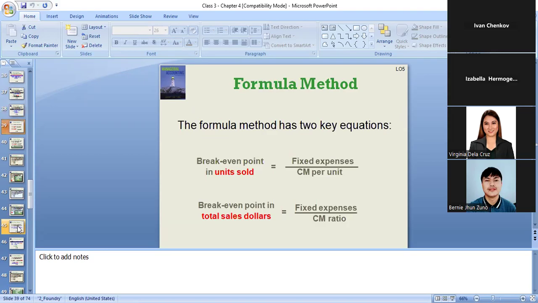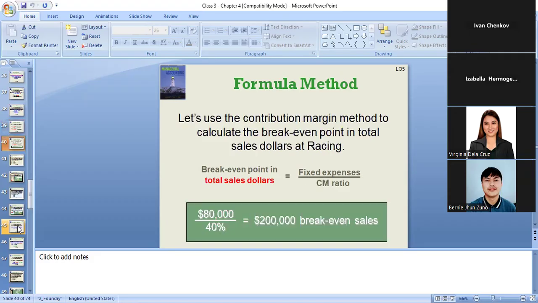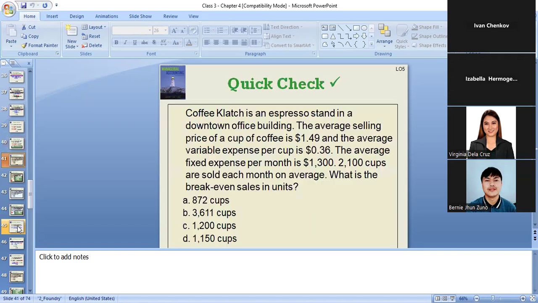Now, the formula method is the one that we come up with in the Excel spreadsheet. In the formula method, again, we can express it by the number of units and sales. Fixed expense is always our numerator. The denominator is always contribution margin. But for the number of units, we need contribution margin per unit. For the sales, we need contribution margin as a percentage. Sales should be equal to the fixed cost divided by the contribution margin ratio. And the number of units will be fixed cost divided by contribution margin per unit.